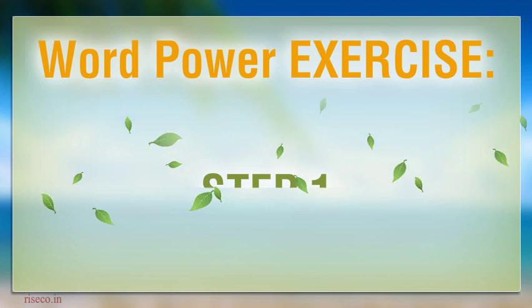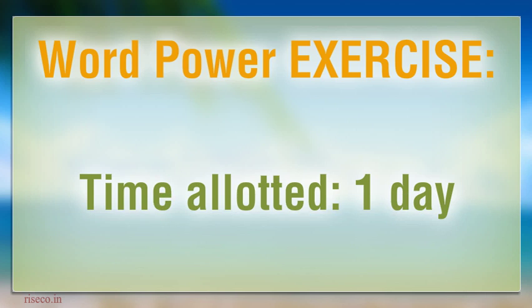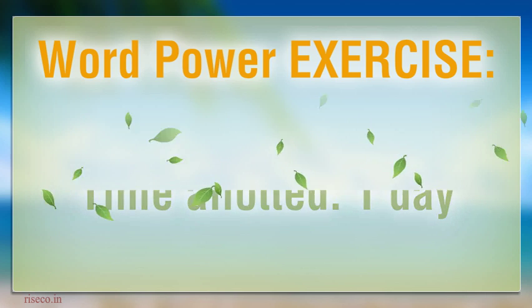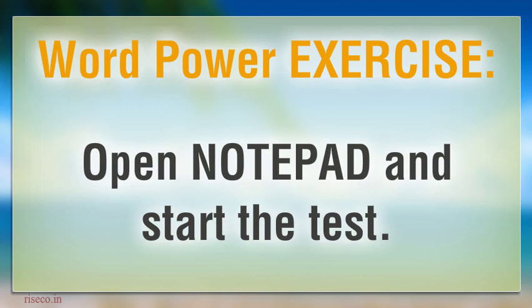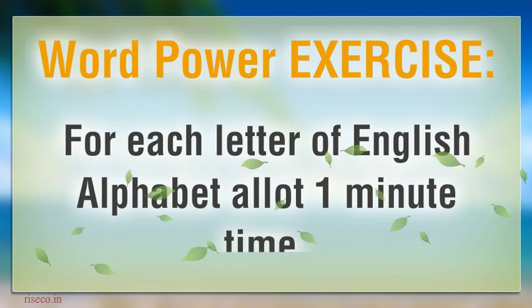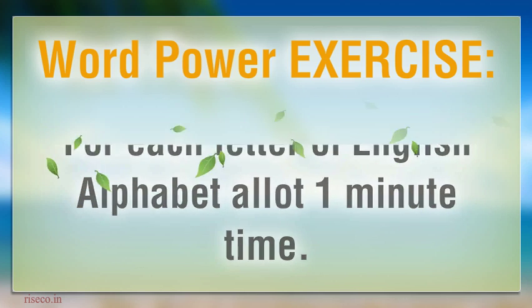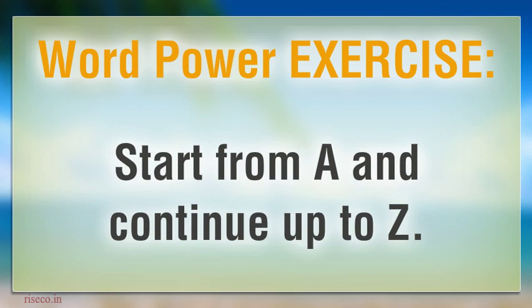Word power exercise. Step 1. Time allotted, 1 day. Open Notepad and start the test. For each letter of the English alphabet allot 1 minute. Start from A and continue up to Z.